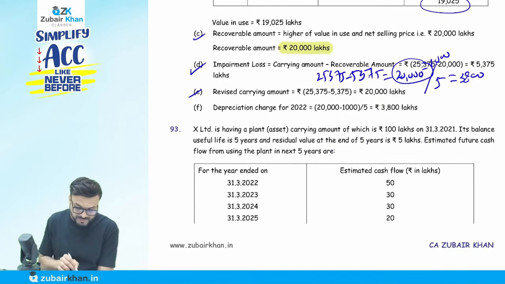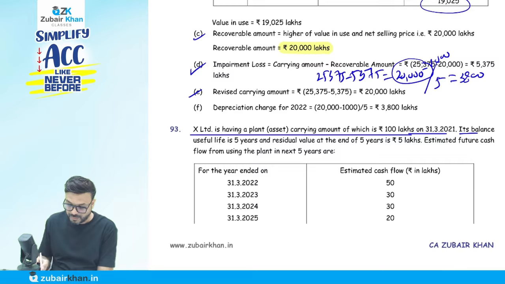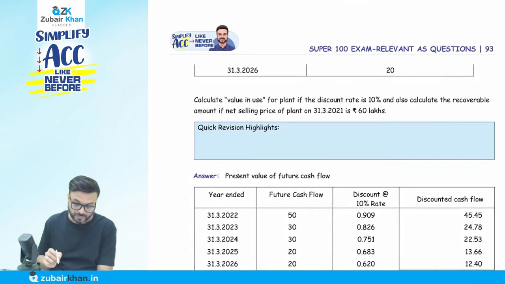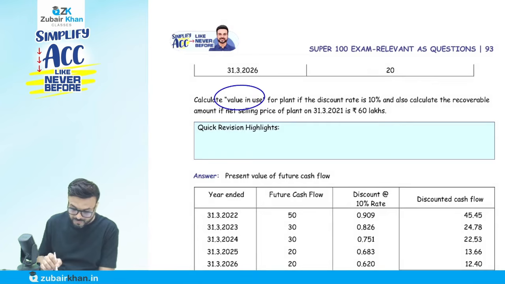They say that X Limited has a plant asset with carrying amount of rupees 100 lakhs on 31st March 21. Its balance useful life is 5 years. Residual value at the end of the 5th year is 5 lakh. Estimated future cash flows are given for the 5 years 22, 23, 24, 25, 26. Calculate the value in use if the discounting is 10%, and also the recoverable amount, where the net selling price is given.